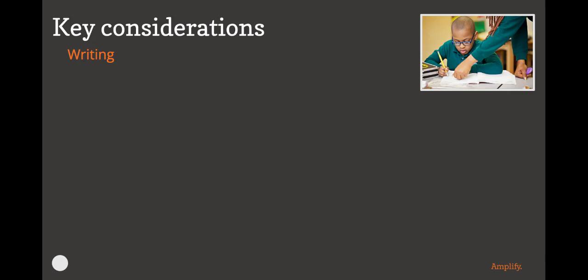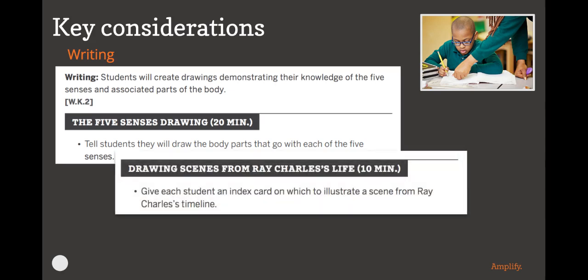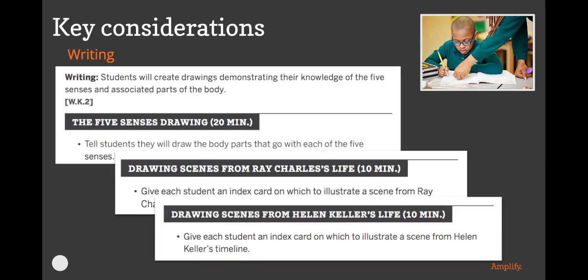In this domain, students will focus on using drawing to describe key concepts in informational texts about the 5 senses. They'll create drawings that identify a sense with the corresponding body part. They will, as a class, use a T-chart to categorize odors and also sort foods based on the sense of taste. Students also complete 2 timelines showing important scenes from the lives of Ray Charles and Helen Keller.